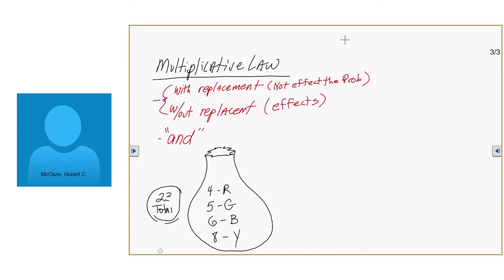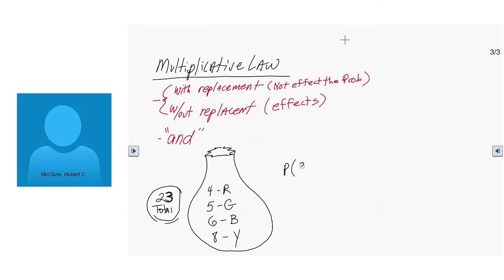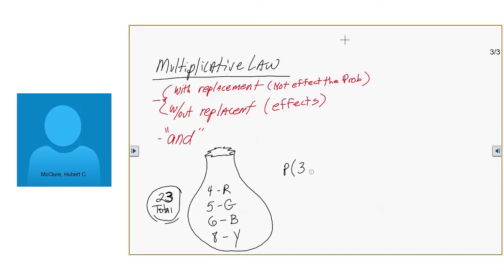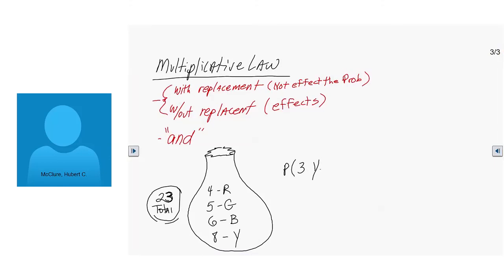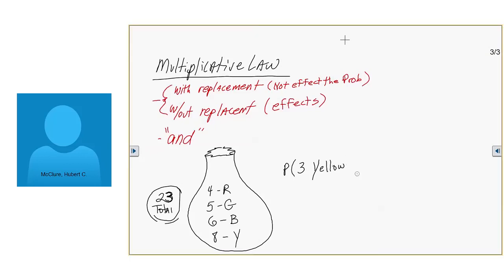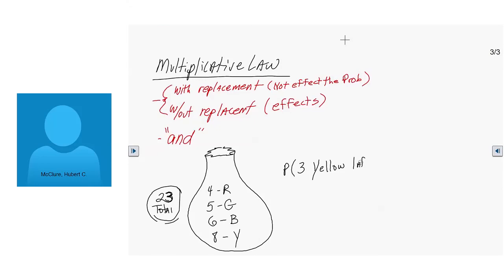Anyway, I have no idea what we were talking about. But anyway, 23 is the total. And I want to know, what is the probability of picking 3 yellow marbles, one right after the other, one after another?